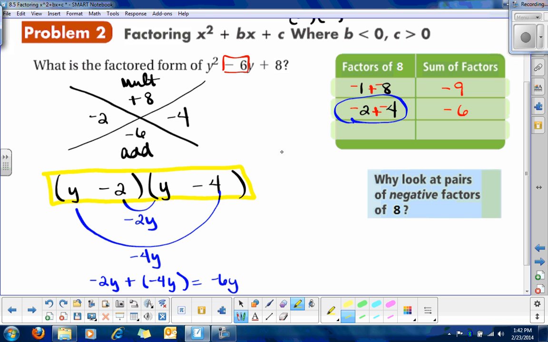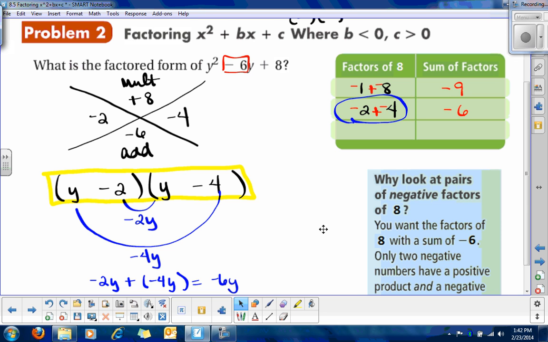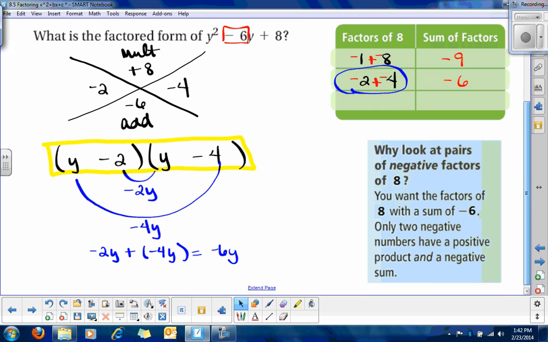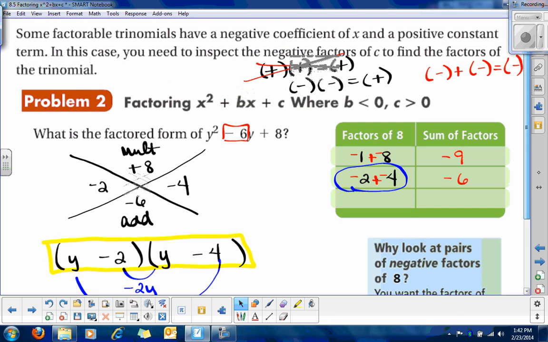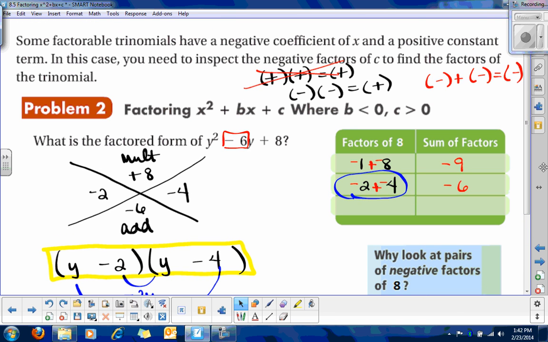And again, right here where it says, why look at pairs of negative factors of 8? Well, we just answered that already up top. Only two negative numbers have a positive product and a negative sum. Okay, negative plus a negative is a negative. So you can pause your video so that you can review what we just did, or you can move to problem 3.